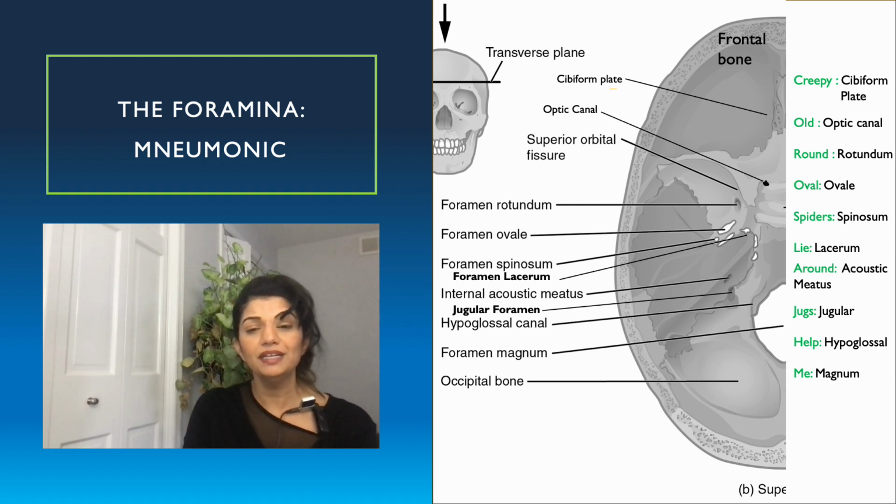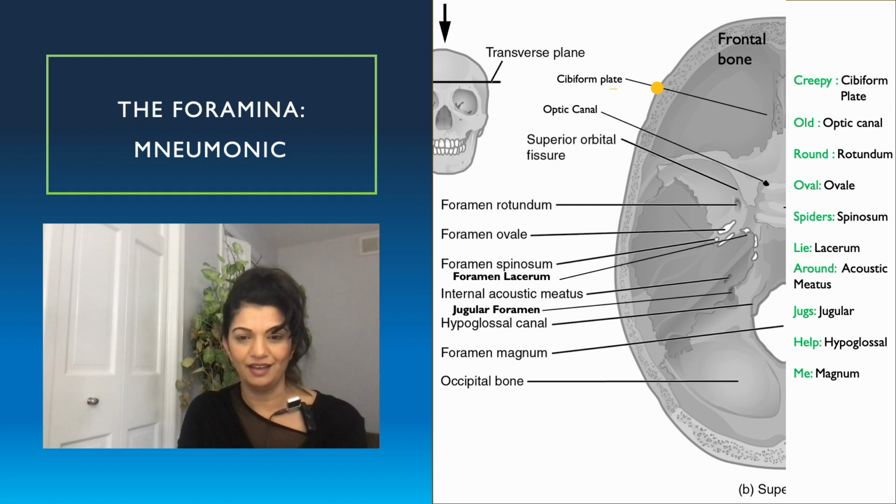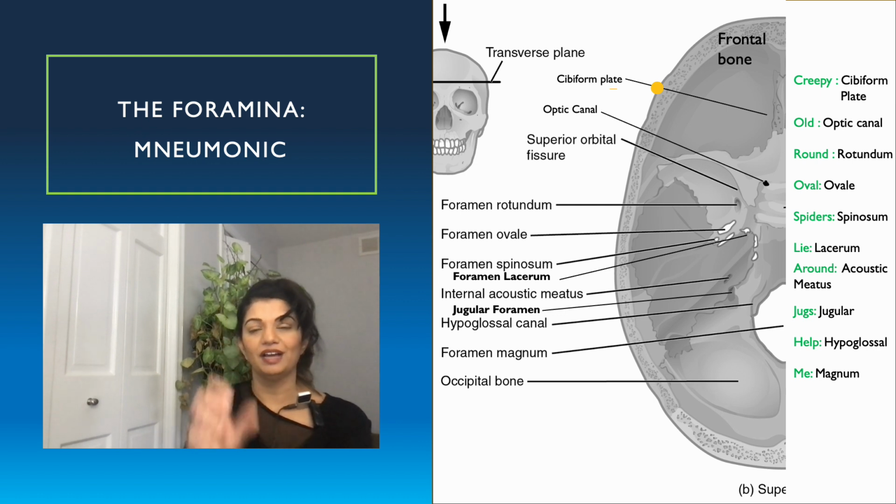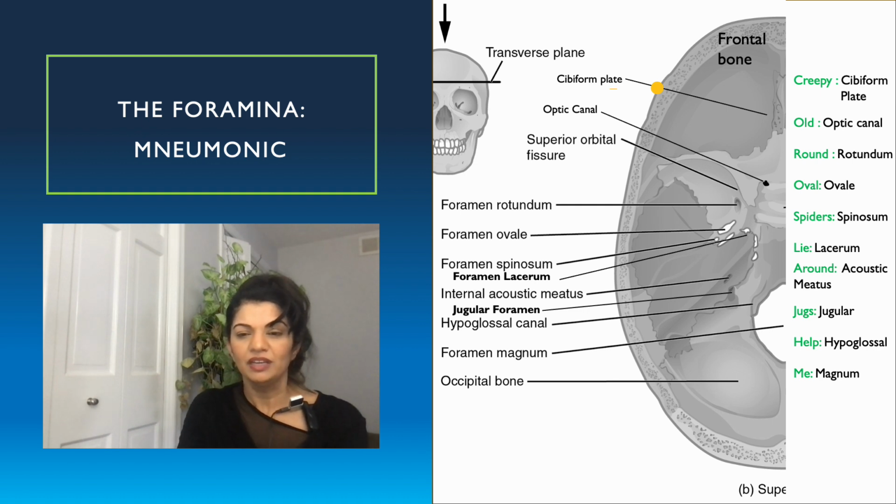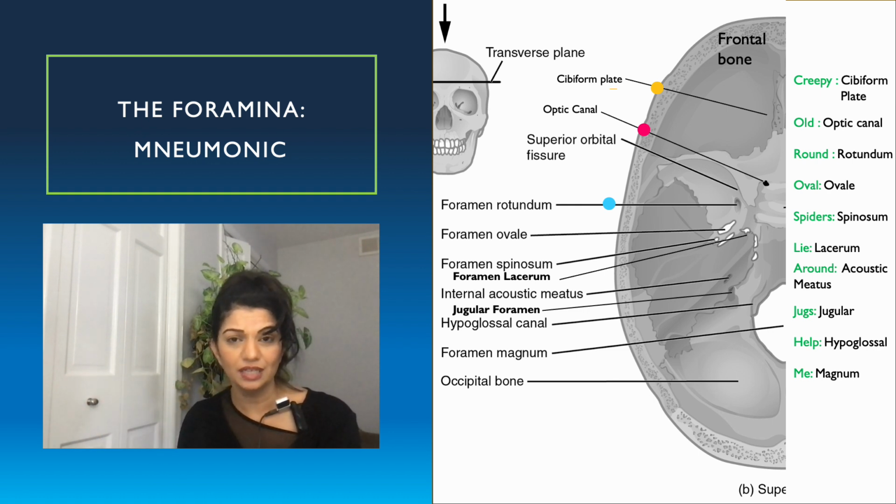Okay, so creepy is going to be for cribriform plate, and you know that cranial nerve number 1, which is the olfactory, goes through there or lays there, and you know it has fibers that sort of project through. Okay, and then you've got the optic canal. Makes sense. The optic nerve, so cranial nerve number 2, is going to go through there. Okay, then we've got the foramen rotundum. That is for round. So creepy old round is going to be for rotundum.